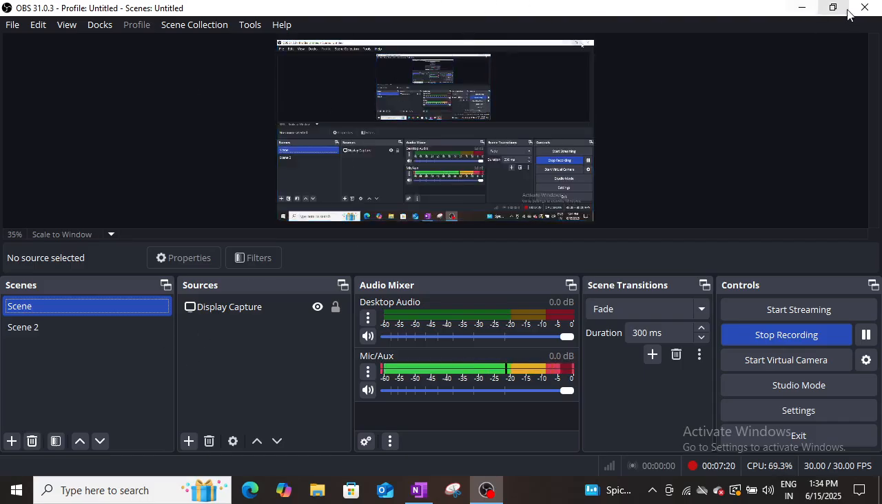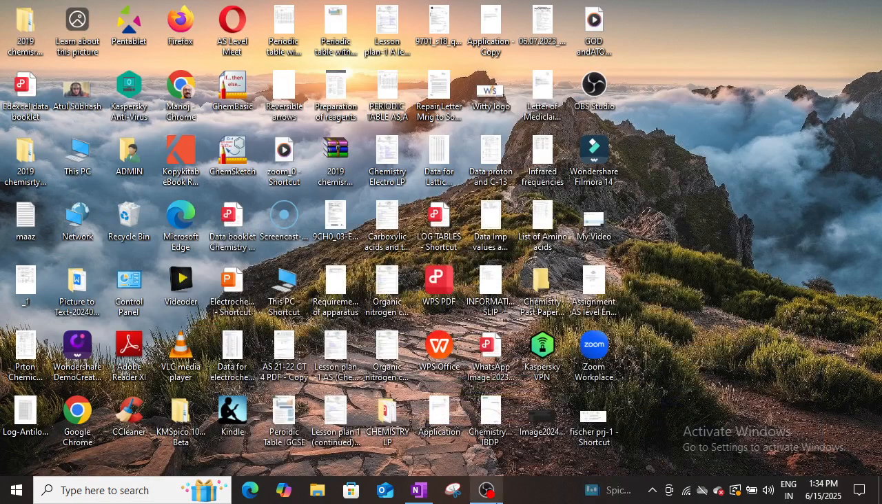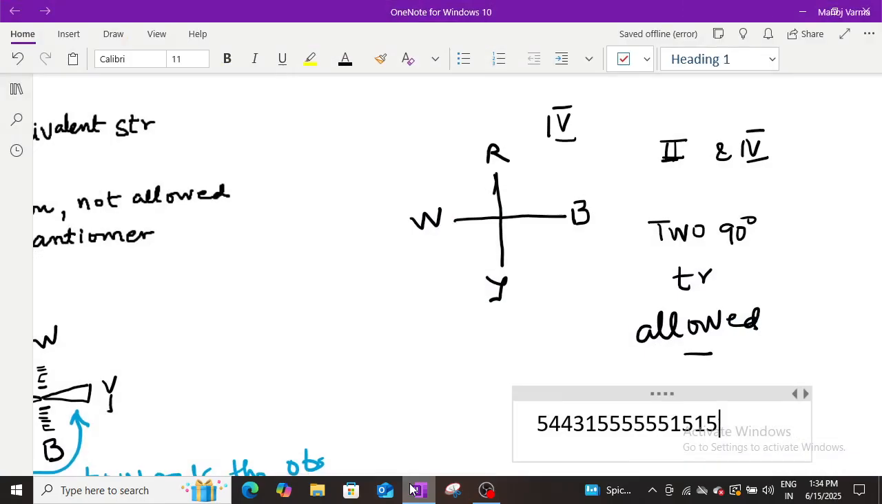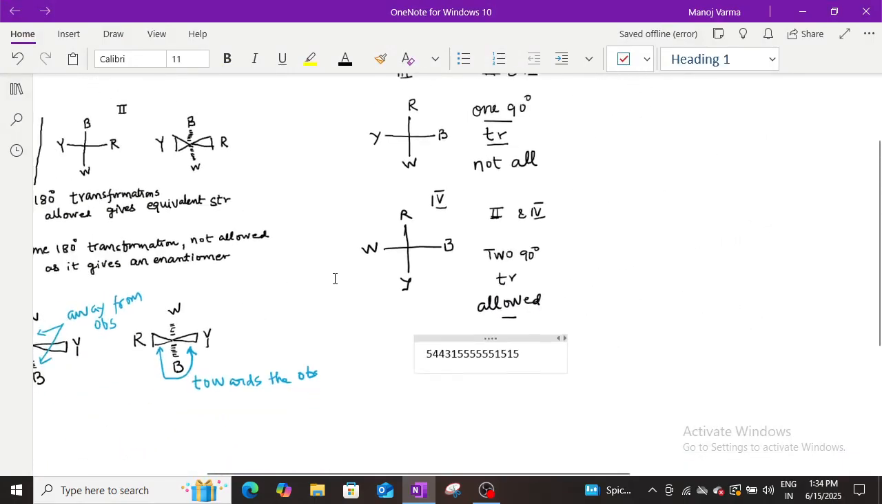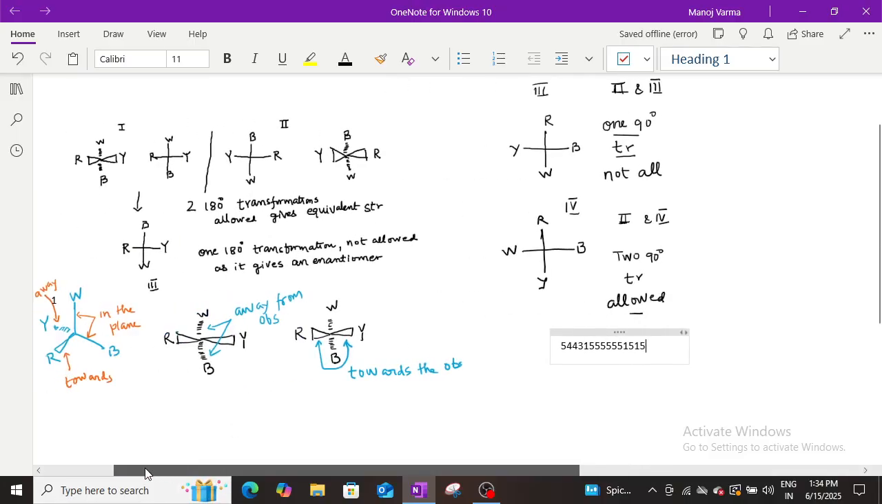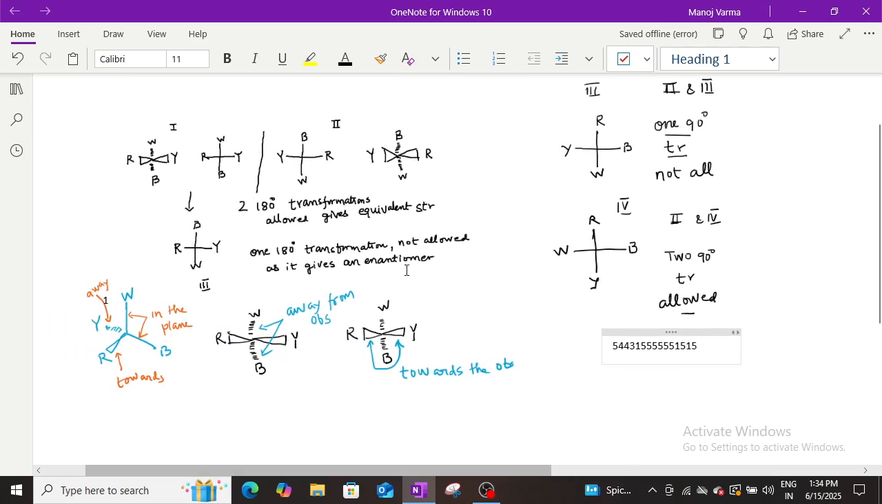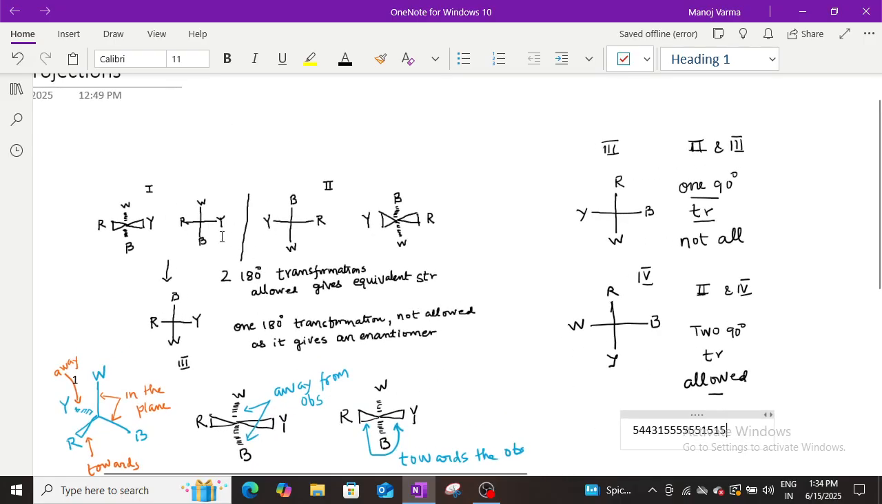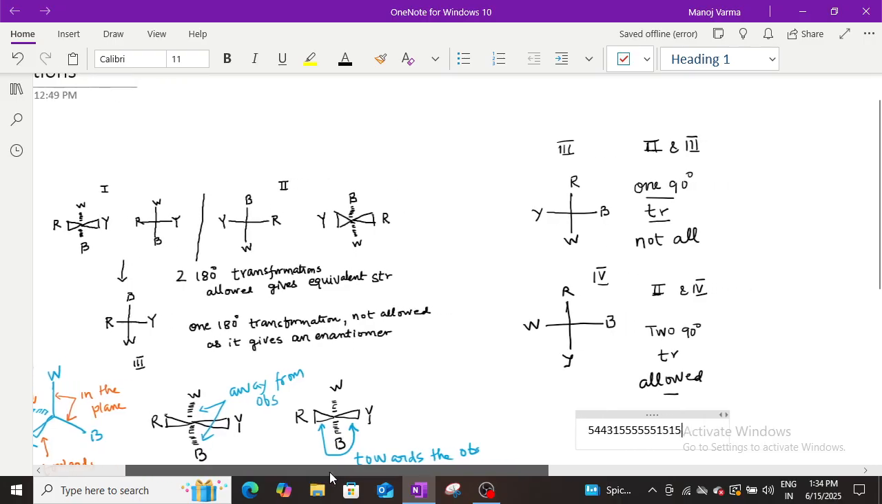Okay. So now let's see what the other possibility is. What we find is that two 180-degree transformations are allowed, right? That is what I have shown over here. Two 180-degree transformations are allowed, but one 180-degree transformation will not be allowed.